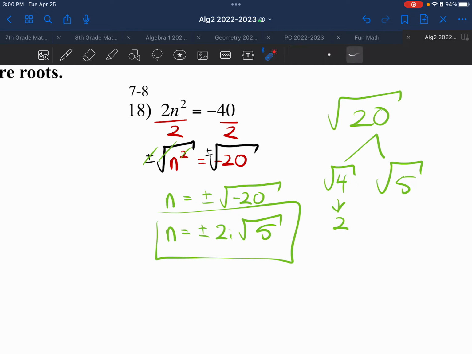So 2 really big new tricks between 17 and 18. In number 18, we had a negative, meaning we had an i, and we also had a reducible square root, so know how to reduce your square roots.